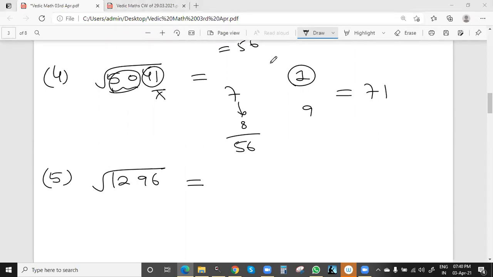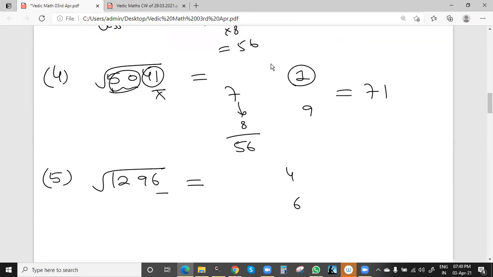See, it ends with 6, so there are two options, 4 and 6. 4 square is 16 and 6 square is 36. We ignore the last two digits because we're finding a square root. For cube root, we ignore the last three digits. We focus on 12, which gives 3 because 3 square is 9, and 4 square is 16, which is more than 12. So we take 3. And for choosing between 4 and 6, what is the method here?